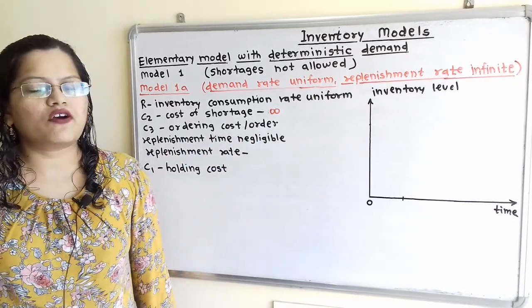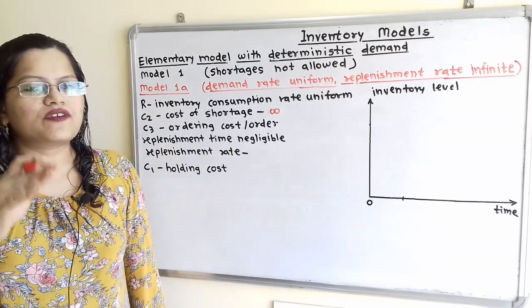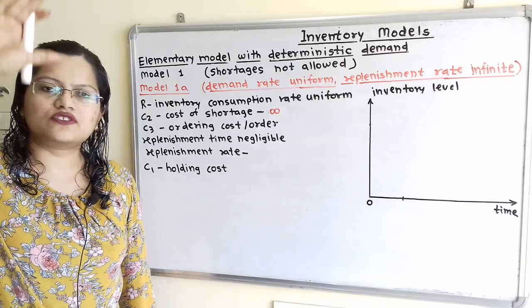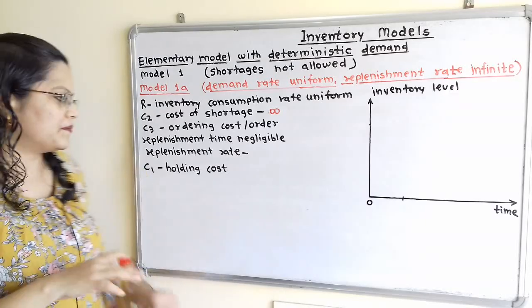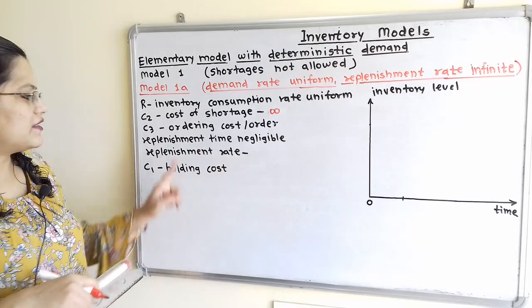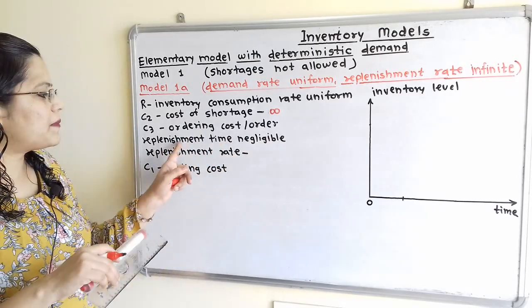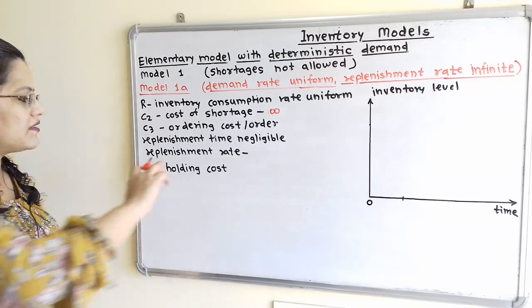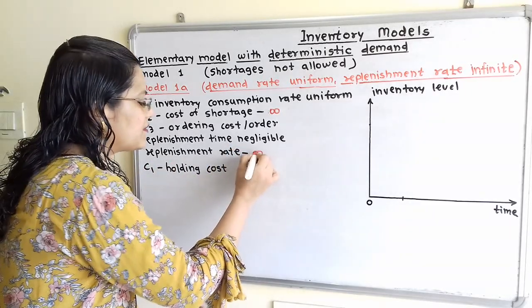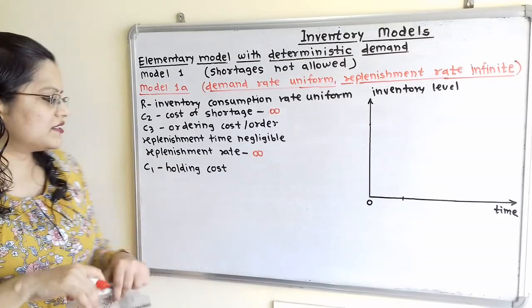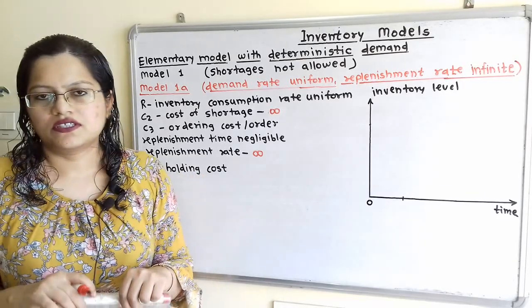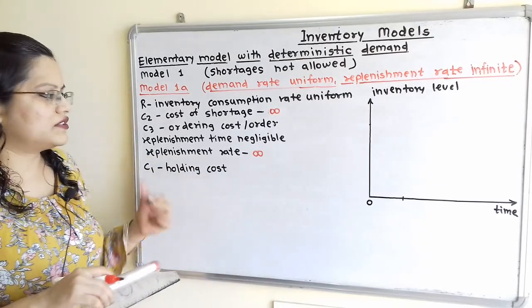So what is the meaning of replenishment? That is to fill up the stock, and to fill the stock the time is negligible. Then replenishment rate. Because this time is negligible, that is within no time replenishment is done, so replenishment rate we have to consider here as infinity. And C1 is the holding cost or inventory carrying cost.